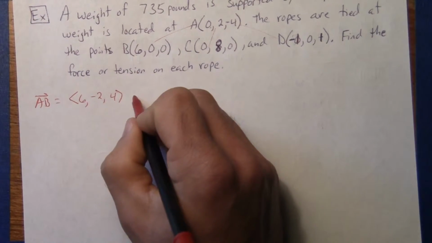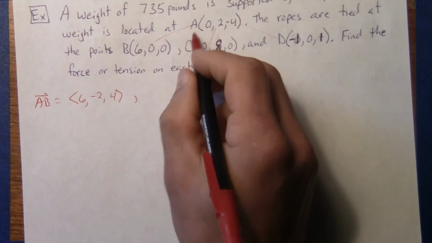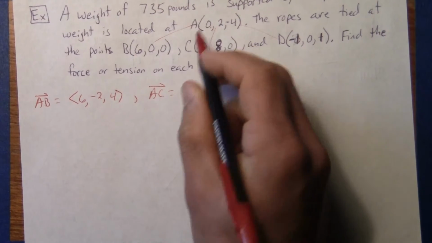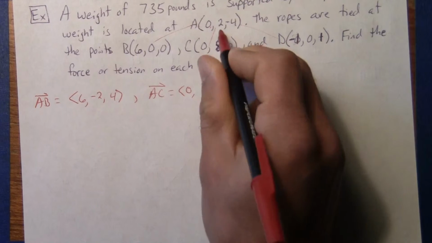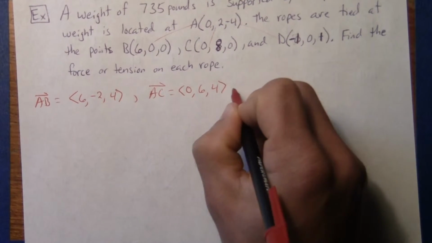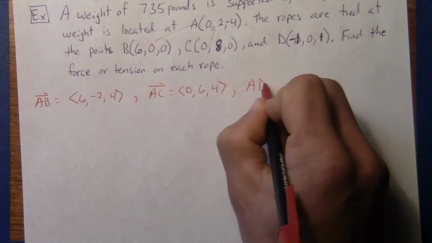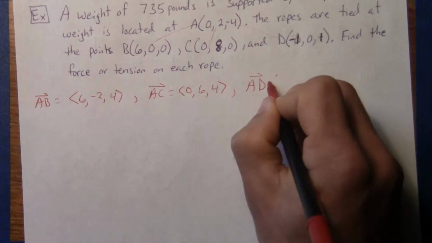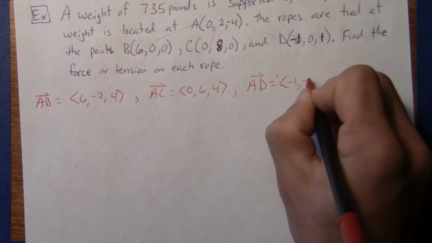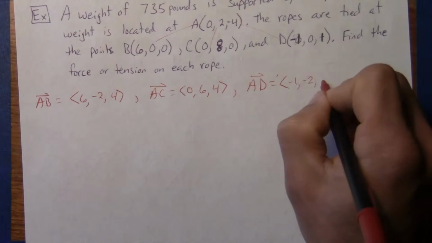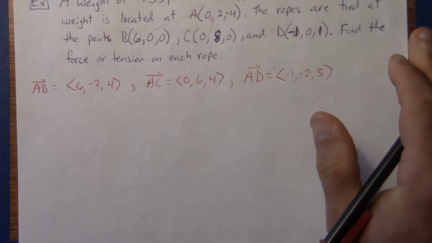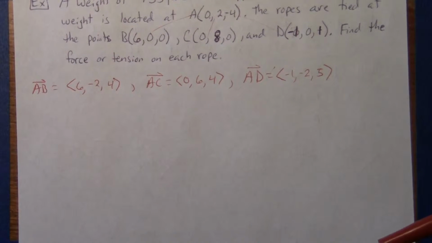And then I'm going to do the same thing for A to C. Going to find its vector, and that's going to be 0 minus 0, so 0, 8 minus 2, so 6, and 0 minus -4, or 4. And then the vector from A to D is going to be -1 minus 0, so -1, 0 minus 2, and 1 minus a -4. So those are the vectors. So that was step 1 that we had written down.